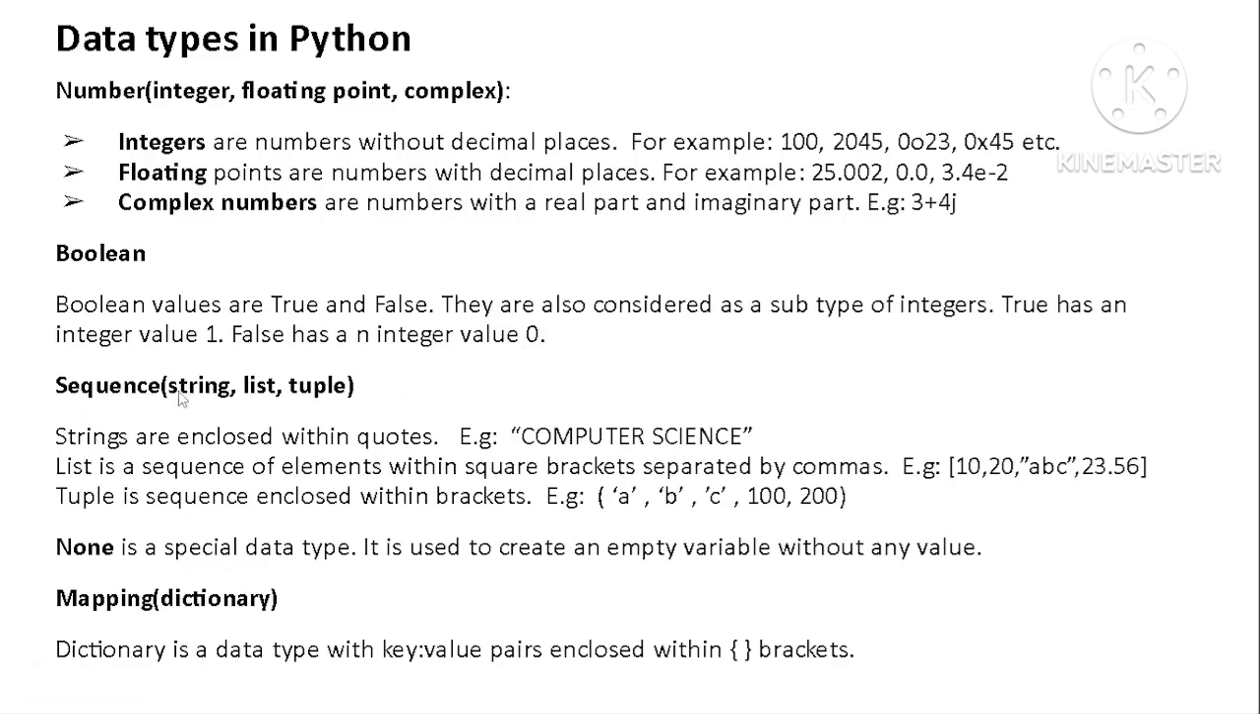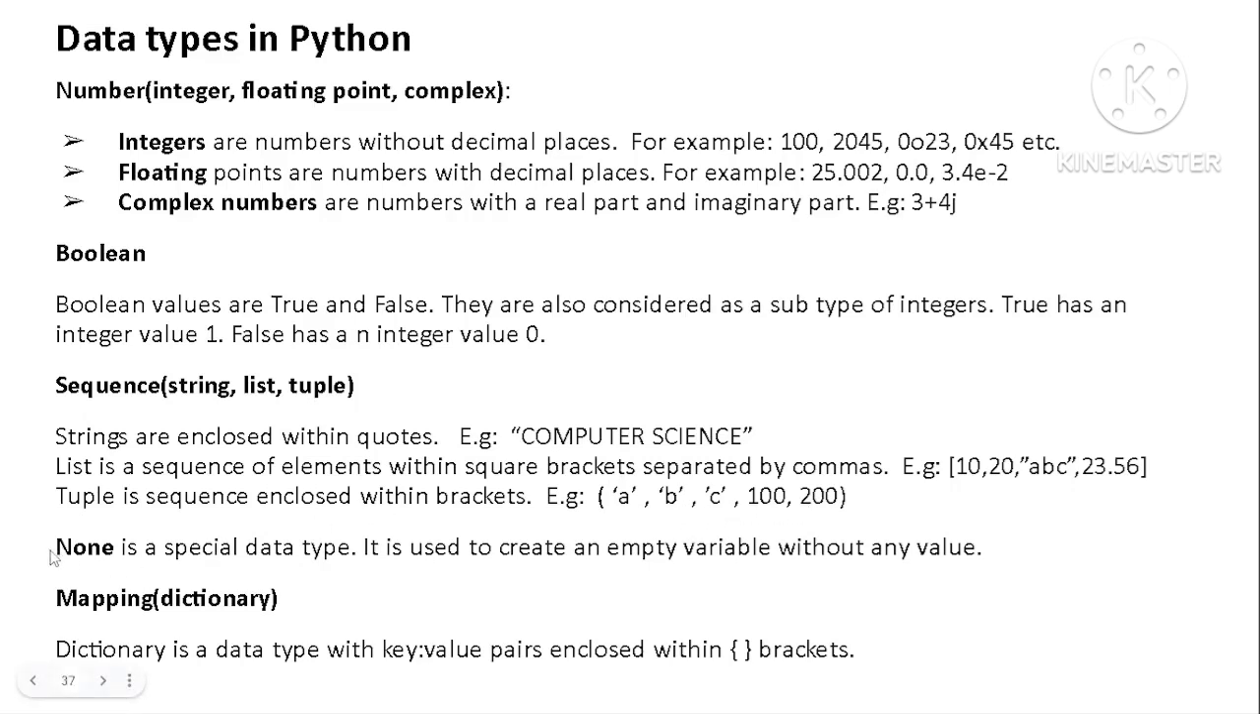Sequence data types are strings, lists and tuples. Strings are data types that are enclosed within quotes, single quote or double quote or triple quote. List is a sequence of elements within square brackets separated by commas. Inside the list, the values can be integer or float or complex number or string or list or tuple, whatever, any valid data type of Python. Tuple is a sequence which is enclosed within normal brackets, curved brackets. Inside that you give the values separated by commas.